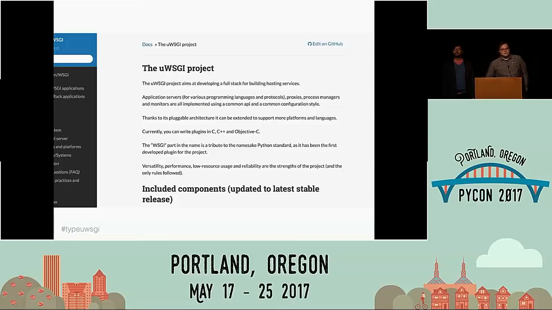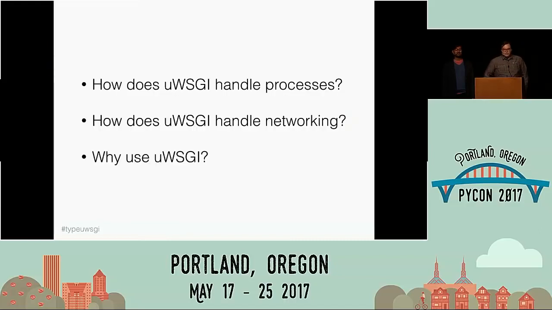So you go to the uWSGI docs site, and you take a look at what it says, and it says things about application servers, and proxies, and process managers, and it seems really neat, but it doesn't exactly describe what uWSGI does, or what it's going to do for you, and why you should use it. And so that's what we're going to try to answer in this talk today. We're going to talk about how uWSGI handles processes from the operating system level, how uWSGI handles networking, again, looking at it from the operating system level. And then with that as the base, we're going to wrap up by talking about why we think you should, because it's why we use uWSGI.